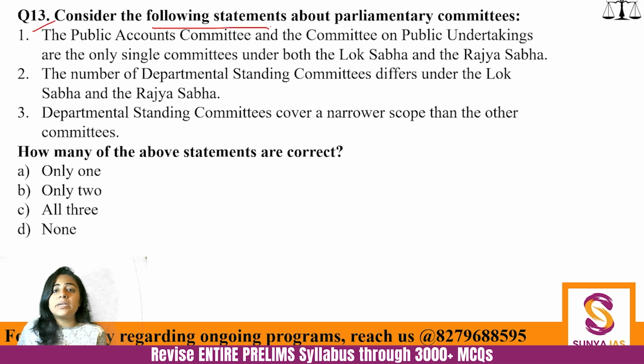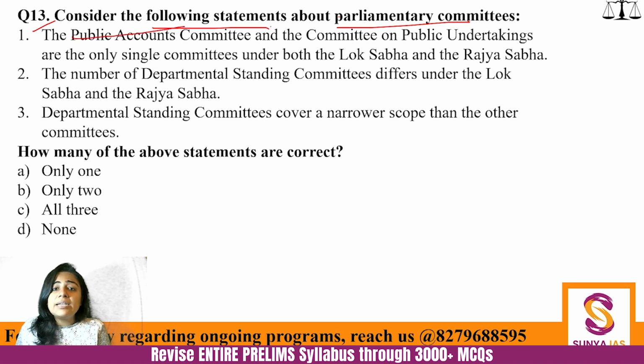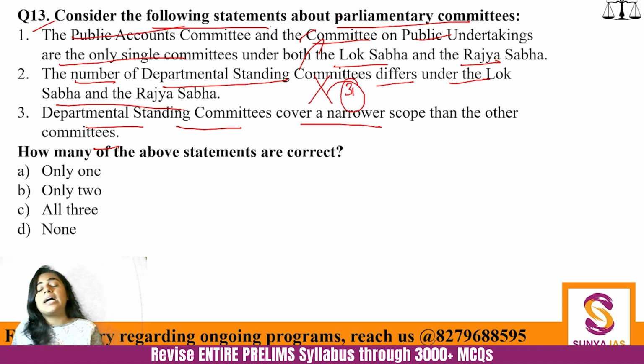Consider the following statements about parliamentary committees. The Public Accounts Committee and the Committee on Public Undertakings are the only single committees under both the Lok Sabha and Rajya Sabha. The number of department standing committees differs under the Lok Sabha and Rajya Sabha, and departmental standing committees cover a narrower scope than the other committees. See the absolutely incorrect one. The second statement is absolutely incorrect because every department related standing committee has 31 members. So this one becomes incorrect.